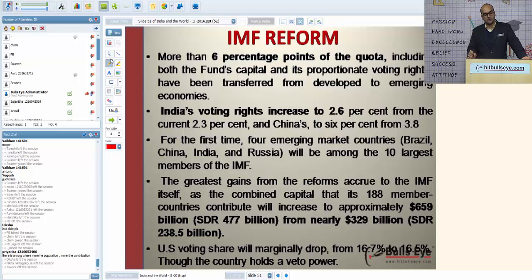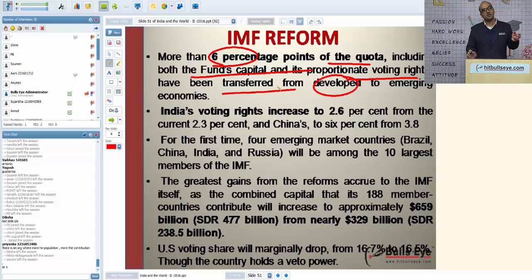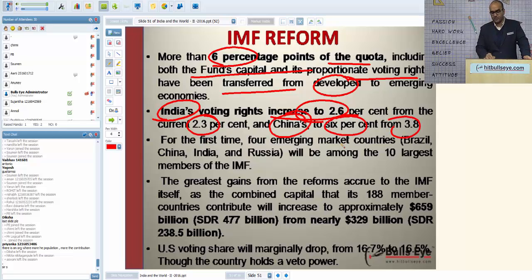However, recently, just to assuage these controversies, there were certain reforms that were introduced in IMF. More than 6 percentage points of the quota, including both the funds, capital and its proportionate voting rights, have been transferred from developed to emerging economies, right? So some vote percentage has been given to developing economies. Let's see. India's voting rights have increased to 2.6% from 2.3%, and as far as China is concerned, from 6 to 3.8%. For the first time, four emerging countries, Brazil, China, India and Russia, will be among the 10 largest members of the IMF in terms of the weight of their vote, right?